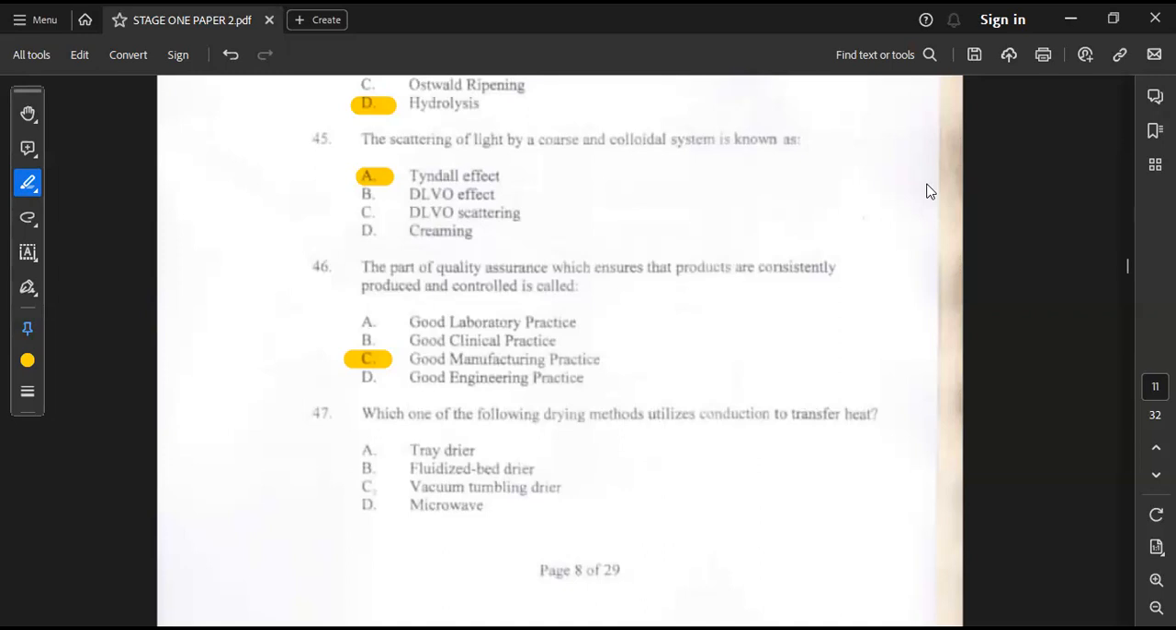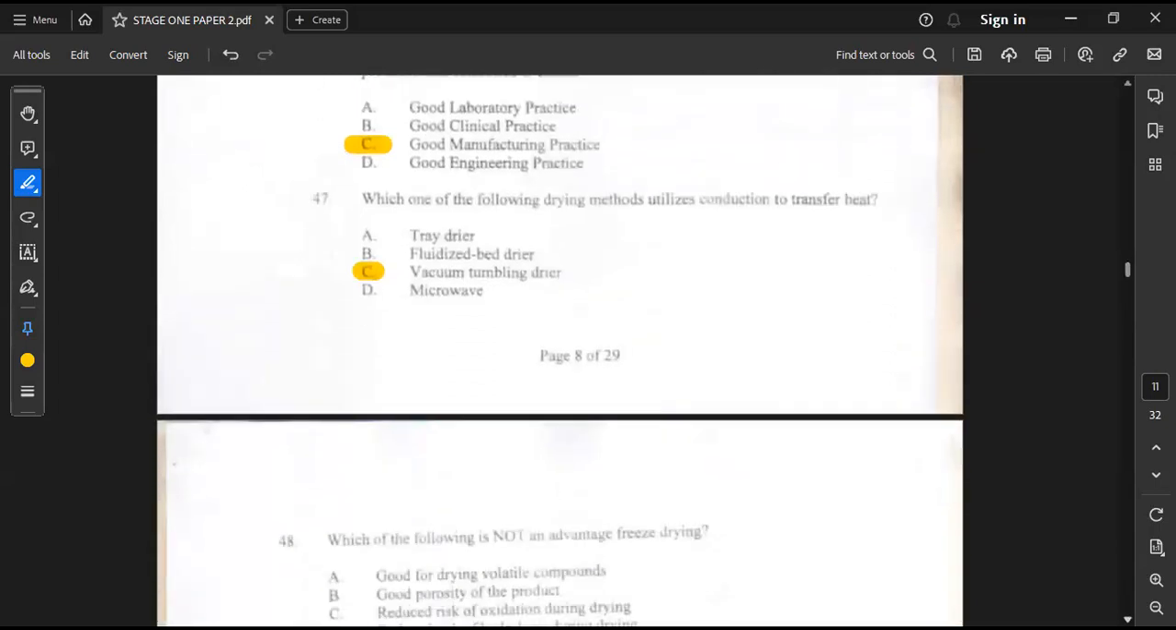Yeah, it can be C, although I saw someone saying D for microwave. For microwave, I'm seeing that the microwaves penetrate into the material, and then are converted to heat, while in vacuum drying, heat transfer is usually by conduction. So I think C would be the appropriate answer. Okay, does anybody have a different answer?